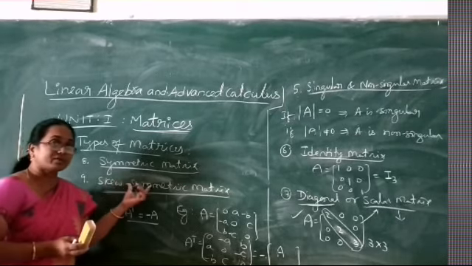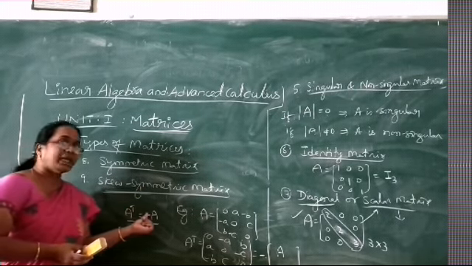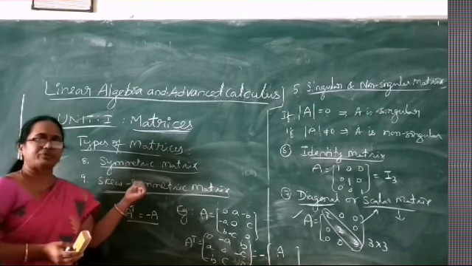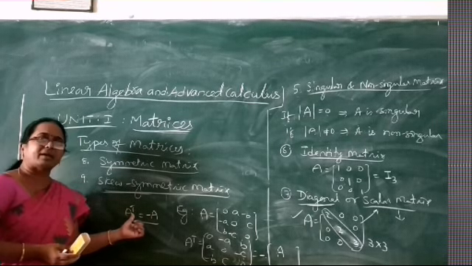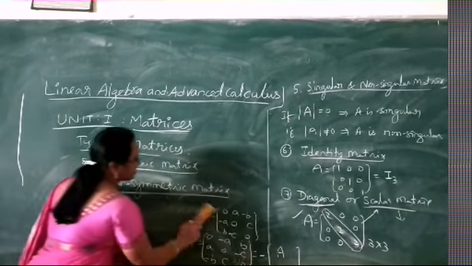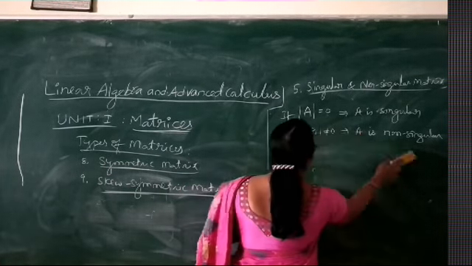So when is the matrix skew symmetric? If the transpose of the matrix is equal to the negative of the matrix, it is called a skew symmetric matrix. And when is it symmetric? If the transpose of the matrix is equal to itself, it is called a symmetric matrix. Now let us move on to the next type of matrix.